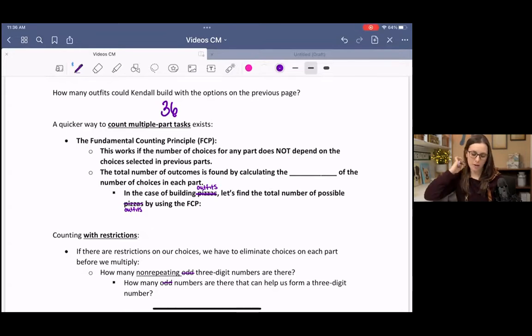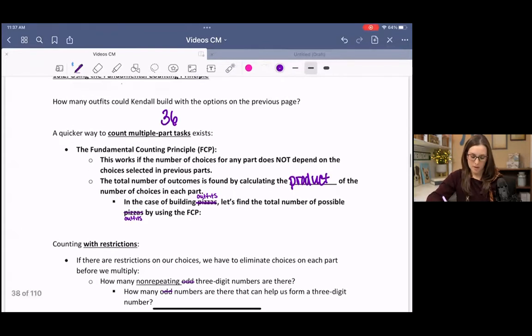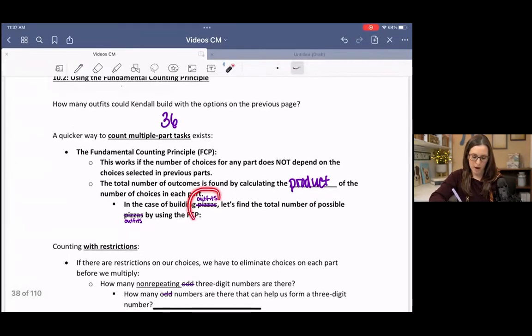This is called the fundamental counting principle, and it works for any number of choices when it doesn't depend on the previous choice. So, basically, what you do is you take the number of choices in each step and you just multiply them. So we find the product of the number of choices in each part. And that means for the outfits, I have a little typo here. I had pizzas. Pizzas works too. It would be pretty cool. You can do like different types of crust and different types of meat and so on.